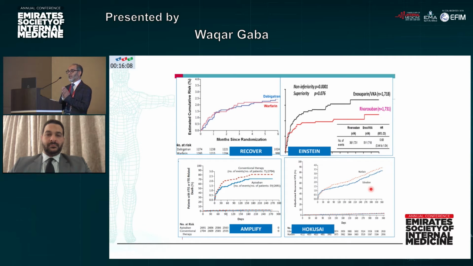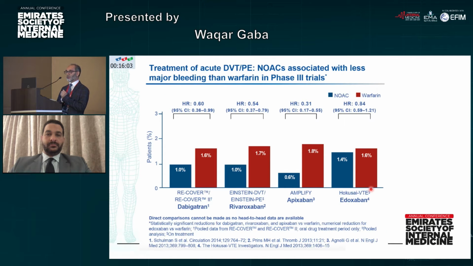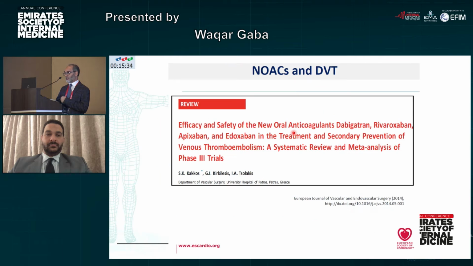They are just non-inferior to warfarin. So what about the bleeding risk? Of course, you can see the hazard ratio all throughout for dabigatran, rivaroxaban, apixaban, edoxaban. As you can see, the hazard ratios are quite low. So DOACs are associated with less major bleeding than warfarin. So bleeding wise, of course, the DOACs are quite good in terms of bleeding profile. So they're non-inferior to warfarin, but bleeding wise, they are much better than warfarin, all across the DOACs.